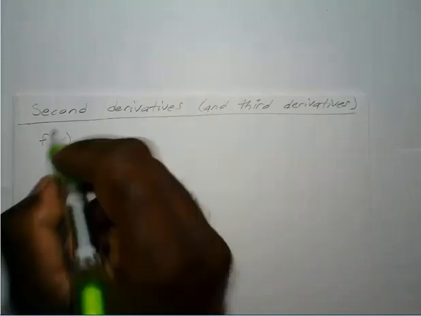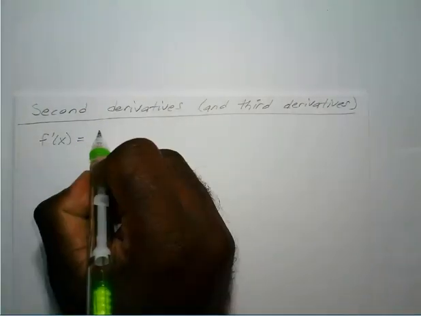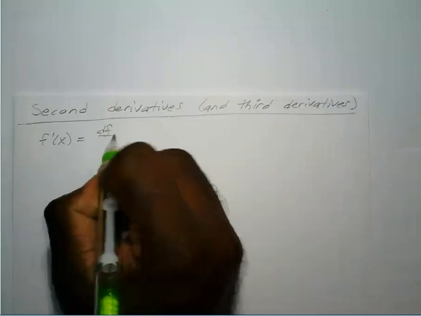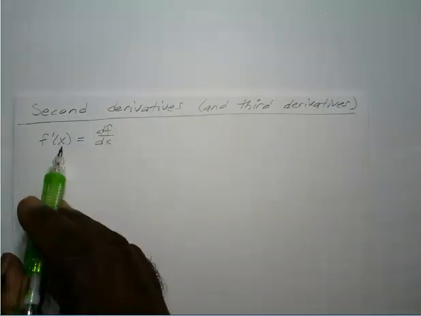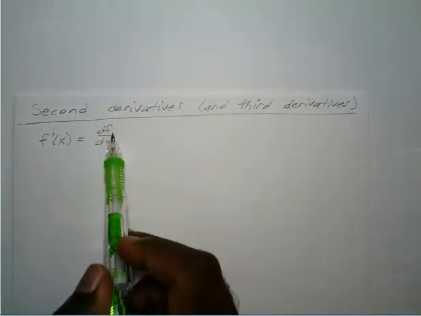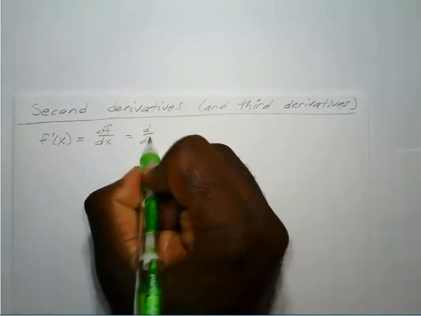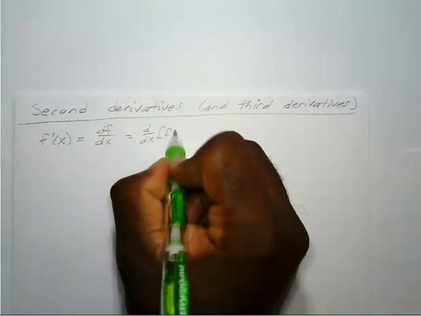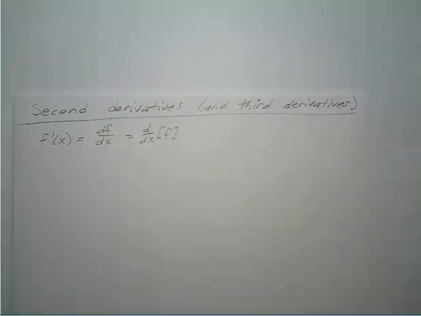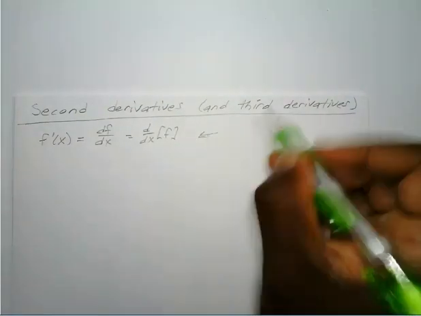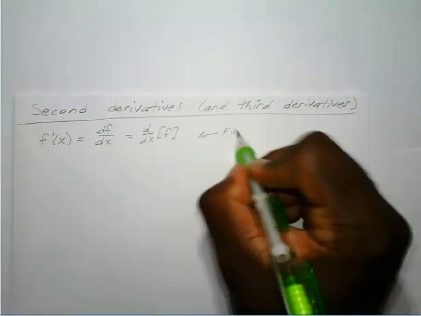First derivative is equal to the same notation. So f prime of x is equal to the derivative of f with respect to x, which is equal to the derivative with respect to x of whatever your function is. So these are what we call our first derivative.